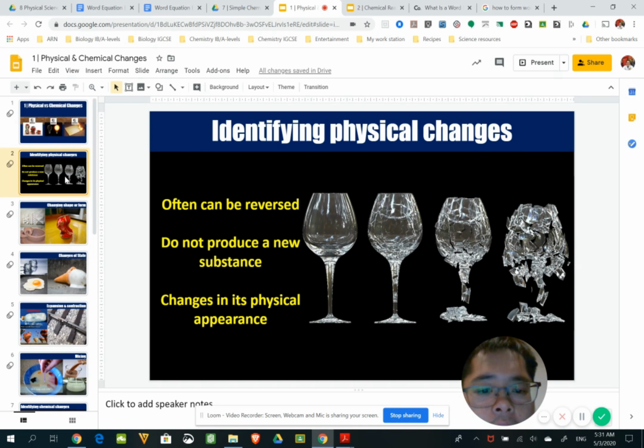If we look at this glass here being shattered, you will notice that the glass is still the same substance. The only difference here is the form changes from a beautiful, pure glass that you can see here to something that's shattered into pieces. But this process of physical change is often reversible because it does not produce a new substance and it only changes its physical appearance. So if you remember the glass here, as long as it is not changing to a new substance, that is the key pointer of any physical change.